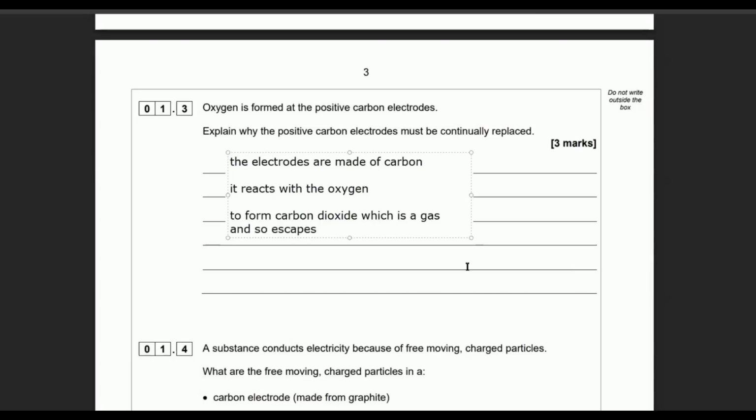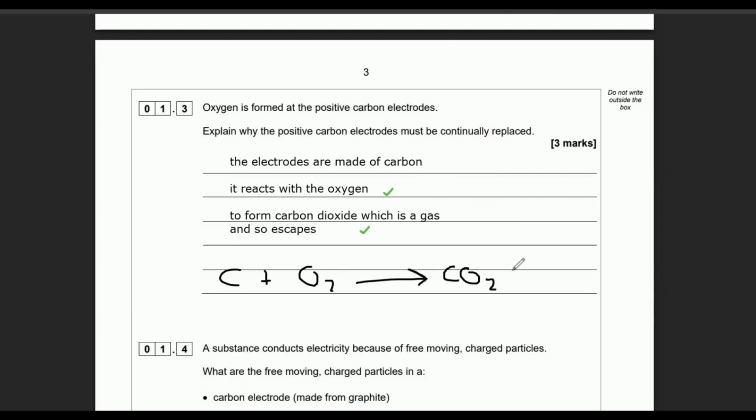And of course, gases have mass. So what we're really saying is the gas goes away, carrying that carbon away, reacts with the oxygen, forms carbon dioxide, which is a gas, and so escapes. Now, if you want, you could do the equation to show you understand that, and you can probably get all of the marks from the equation. And this is why they are eroded, because the solid electrode is becoming a gas.